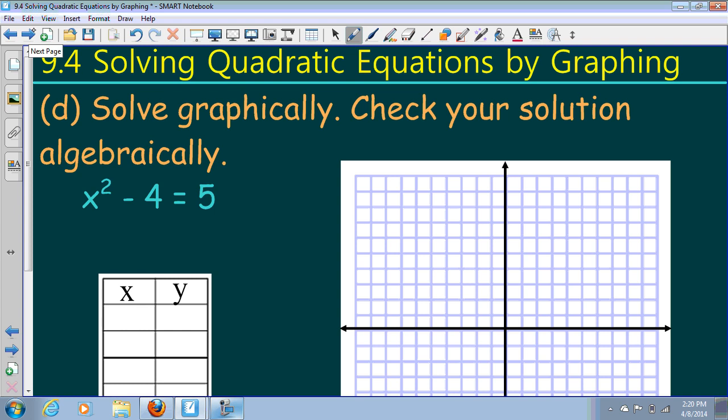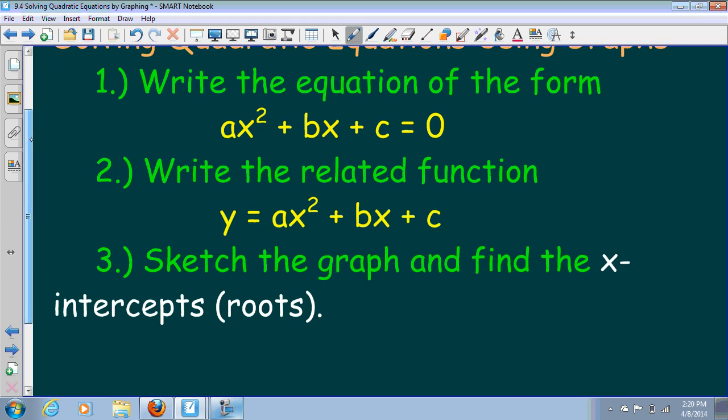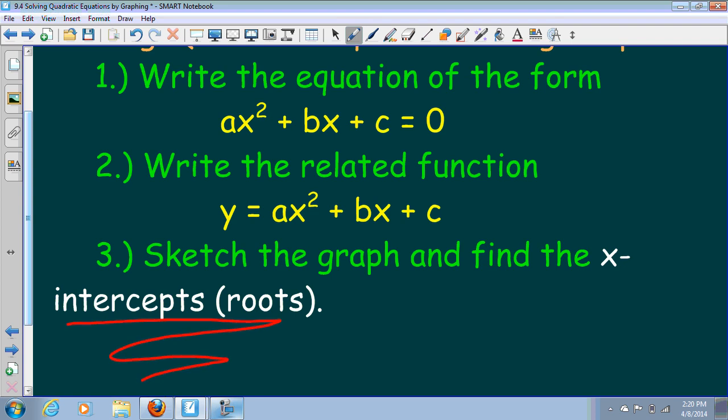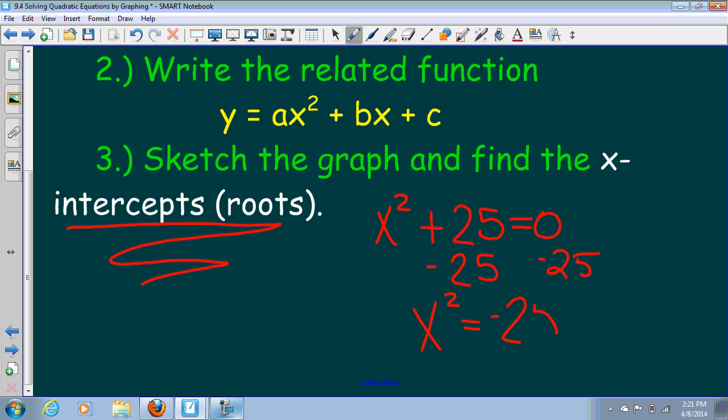The one thing I want us to make sure we're getting here, these are just like what we did, is being able to sketch the x-intercepts for the roots. Now, when is it possible that we wouldn't have any roots? It would be possible when we have a problem like this. X squared plus 25 equals 0. Remember, it's our goal to get x squared by itself. So we would subtract 25 from both sides to do that. So we have x squared equals negative 25.